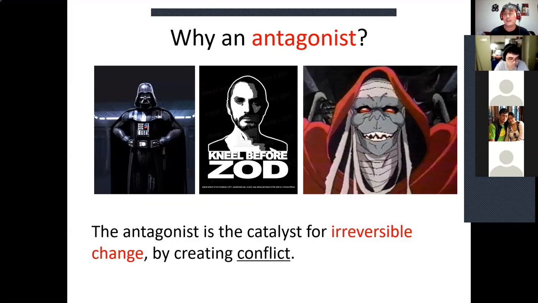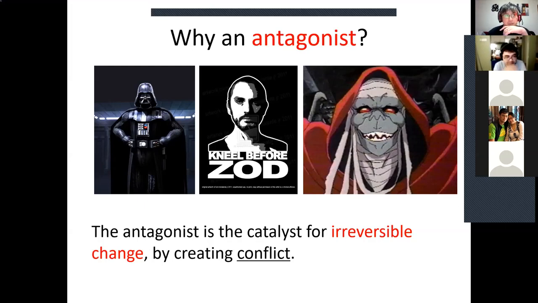He creates conflict in some way. Now, these are the classic bad guy where you're looking at good versus evil. You have Zod, you have Vader, as two great examples of good versus evil. But that irreversible change, that conflict could be, in your typical romantic comedy, two guys fighting over the same girl, right?